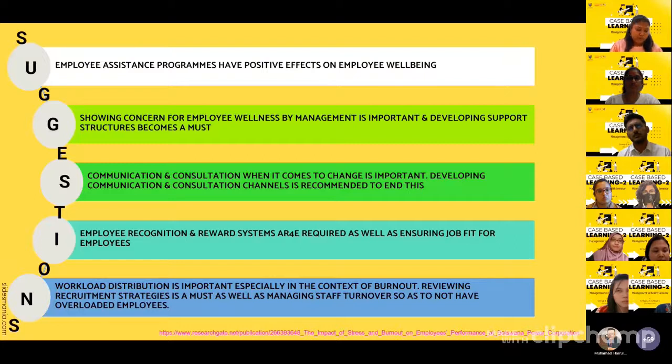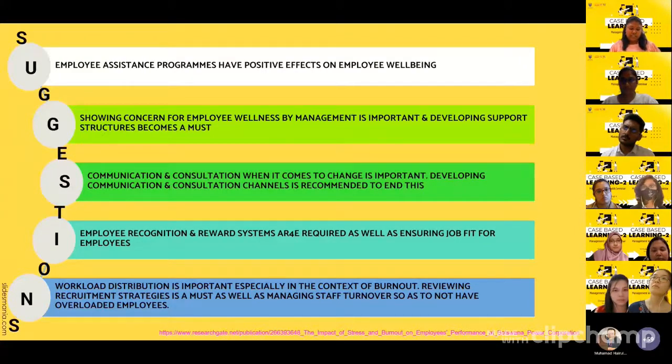The first one is employee assistance programs have positive effects on employee well-being, such as time and anger management, relaxation, exercise, coping strategies, or positive coping mechanisms. So several courses and training programs should be arranged for the employees. Next is showing concern for employee well-being.